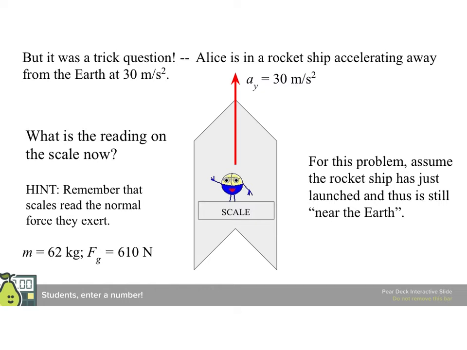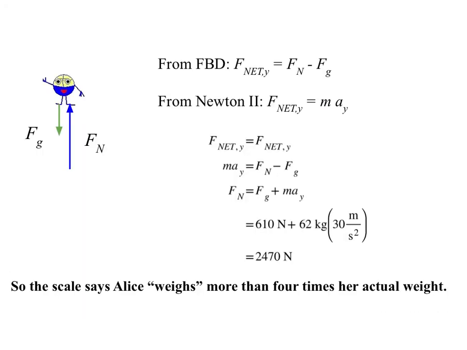We would have the same free body diagram, and in fact we'd have the same equation that had been written, except this time I'm not going to casually assert that a is 0. So I'm going to say that the normal force is her weight plus her mass times the acceleration. This ends up meaning that she has 2470 newtons. Her weight, according to the scale, is 4 times her actual weight.